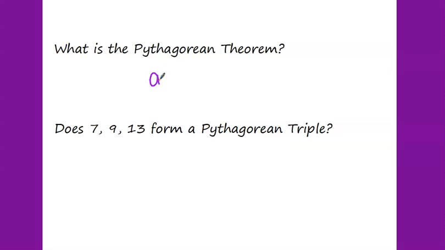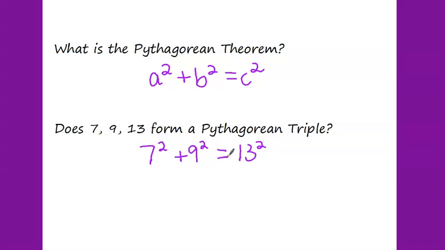The Pythagorean theorem, just to review real quick, is a squared plus b squared equals c squared. Just remember, if it's a right triangle, that's where this is going to work. If you're trying to determine if something is a Pythagorean triple, so here we have 7, 9, and 13. If I plug those in to the Pythagorean theorem, they should work if it is a Pythagorean triple. So a Pythagorean triple are just 3 whole numbers that work in the Pythagorean theorem.